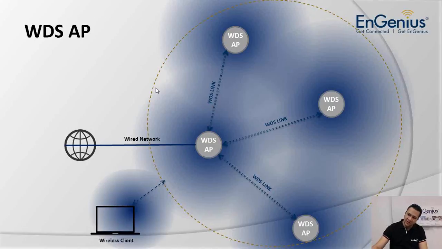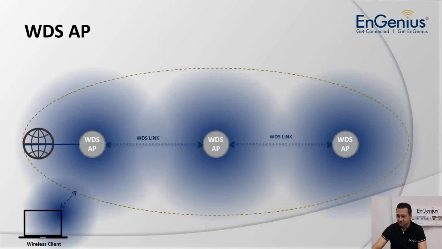In this picture, this access point is connected in the star topology. That means that multiple WDS access points are connected to one access point. You can connect them like this, but you can also connect them in series. That we call the bus topology, and it will look like this.